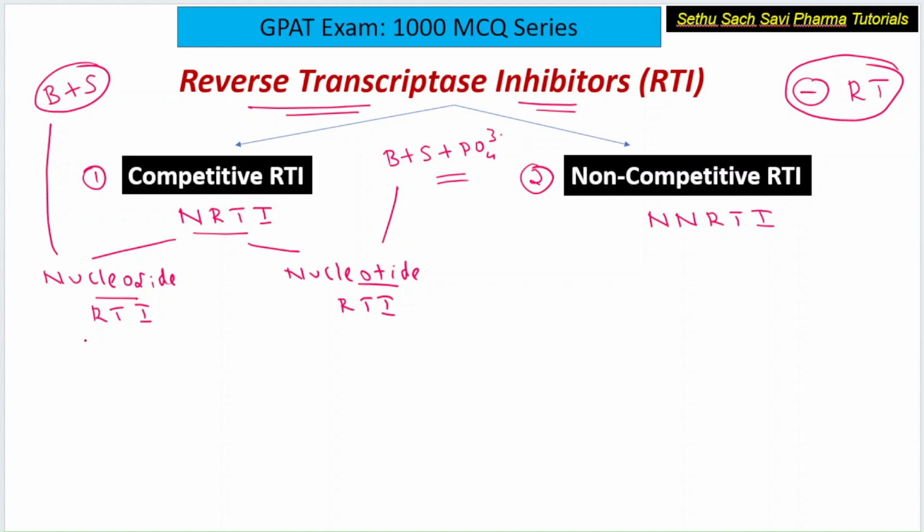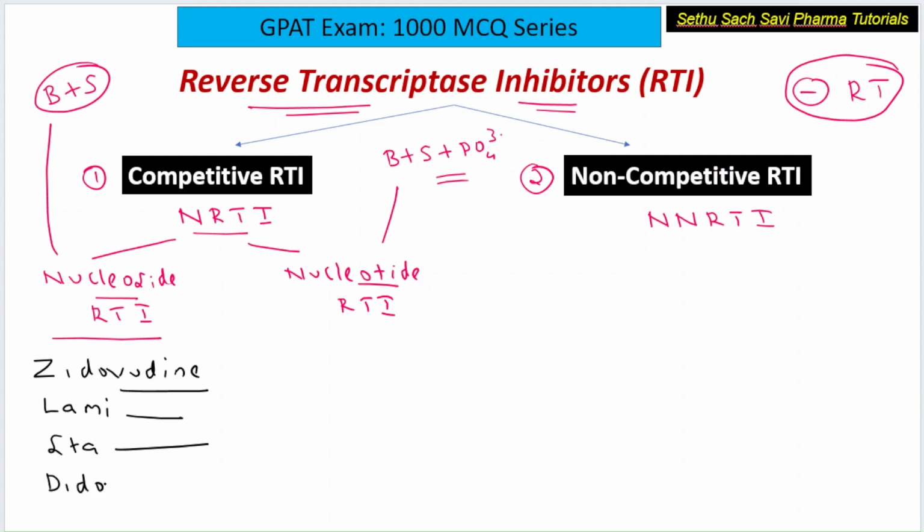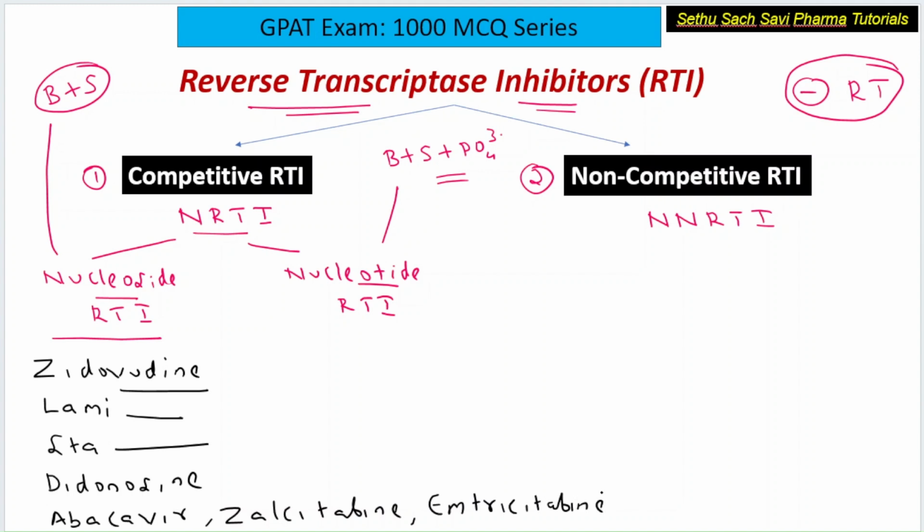Now, which are the drugs coming under nucleoside reverse transcriptase inhibitor? The answers are zidovudine, lamivudine. The name of the drug ended with the VUDINE. Then comes stavudine. The name of the drug ended with the VUDINE. Next, didanosine, abacavir, zalcitabine, emtricitabine. So these are the drugs which belong to nucleoside reverse transcriptase inhibitor. They are NRTI.